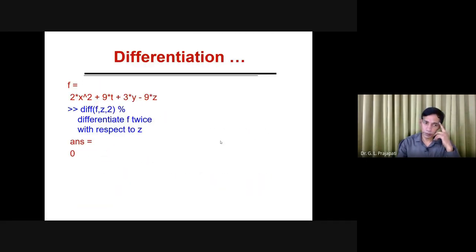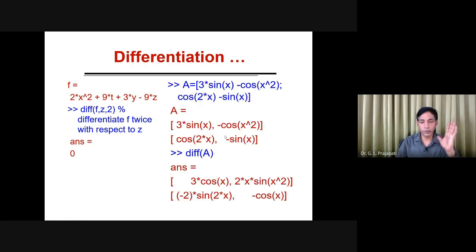Now here you are going to compute the derivative of f with respect to the variable z. So what will be the answer? 0. The answer is 0. Why is it 0? Because you have the z, first time you have -9, and next time the derivative of the constant is what? So the answer is 0.